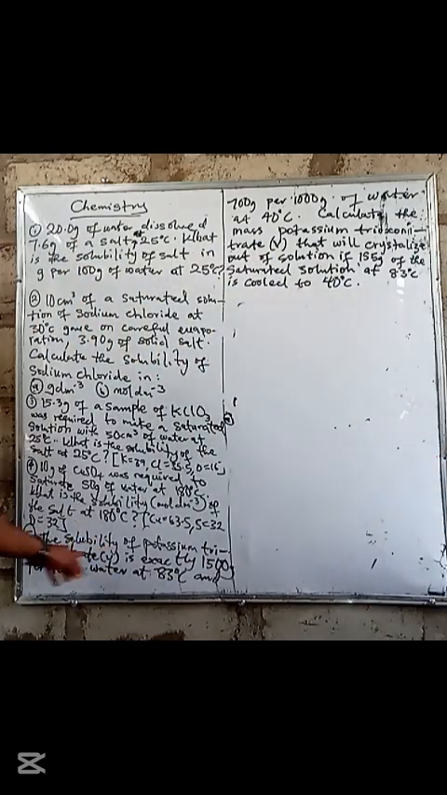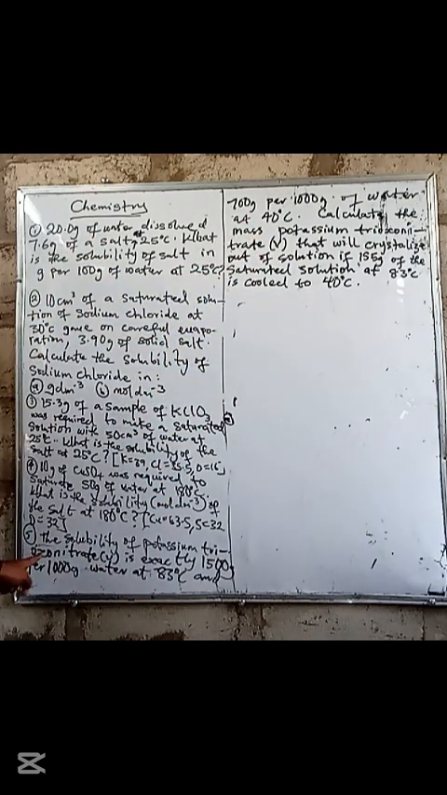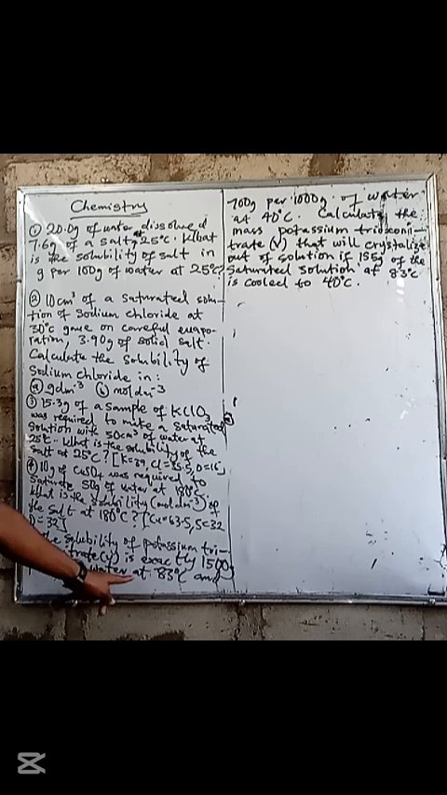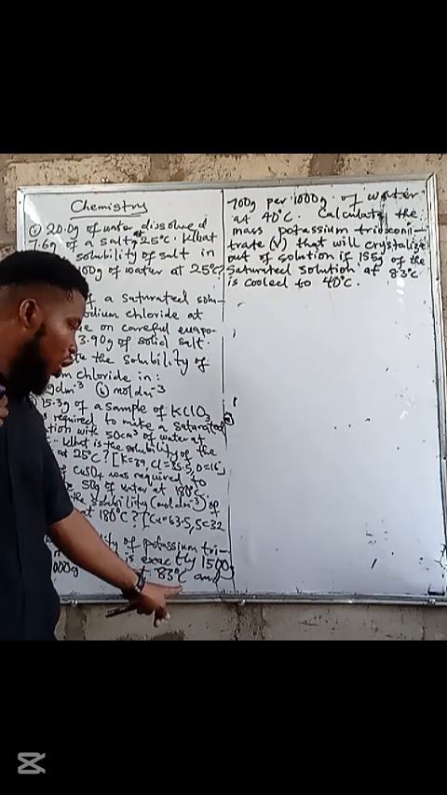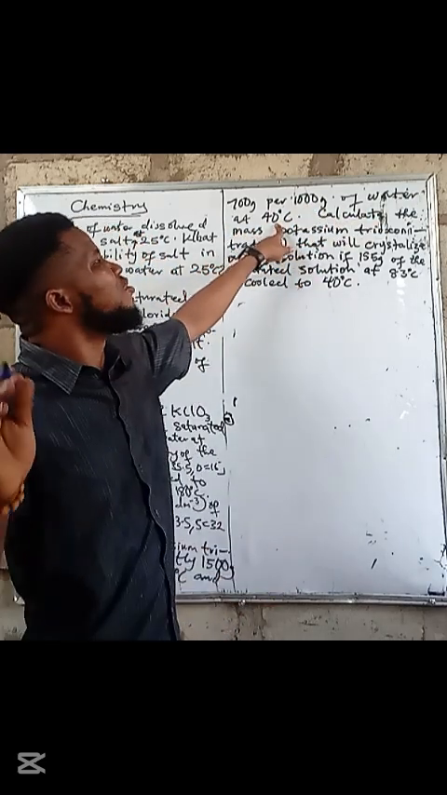So the last one here, we said the solubility of potassium nitrate is exactly 1000 grams per 100 grams. Per 100, supposed to be per 1000. It is 1500 grams per 1000 grams of water. Alright? So look at that. The solubility of potassium nitrate is exactly 1500 grams per 1000 grams of water at 83 degrees Celsius and 700 grams per 1000 grams of water at 40 degrees Celsius.